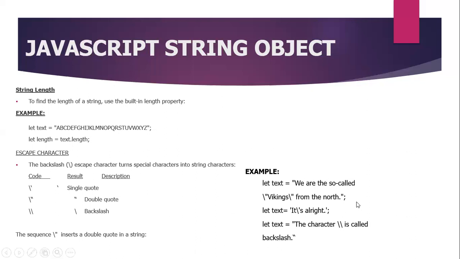Here is an example. Let text is equal to, "We are the so-called Vikings from the north." I'm going to give Vikings under quotes, so I'm using backslash quote, Vikings, backslash quote, from the north. So this will be considered as: we are the so-called "Vikings" in double quotes from the north. This will be the exact output. This is a similar example for it.